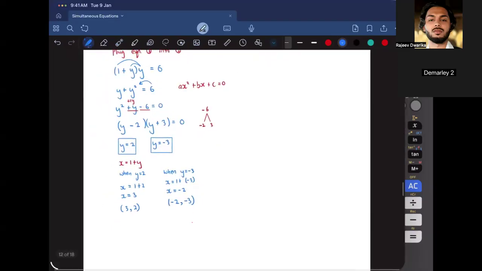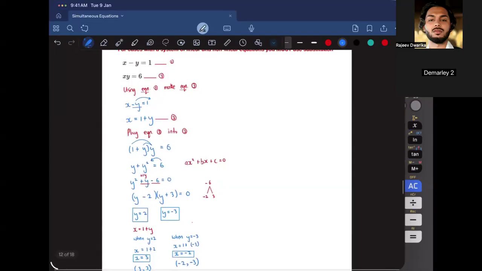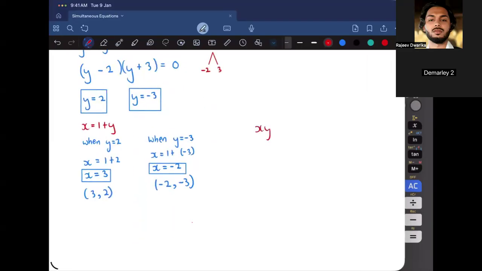And if you had trust issues, you could always plug it back into the equations to see if it's satisfying the equations. But these are the answers. So pick an equation, 1 or 2. Which one you want me to test? You can test equation 2. Equation 2 is xy is equal to 6. So x is 3, y is 2. What is 3 by 2? 6. This is the vibe check.